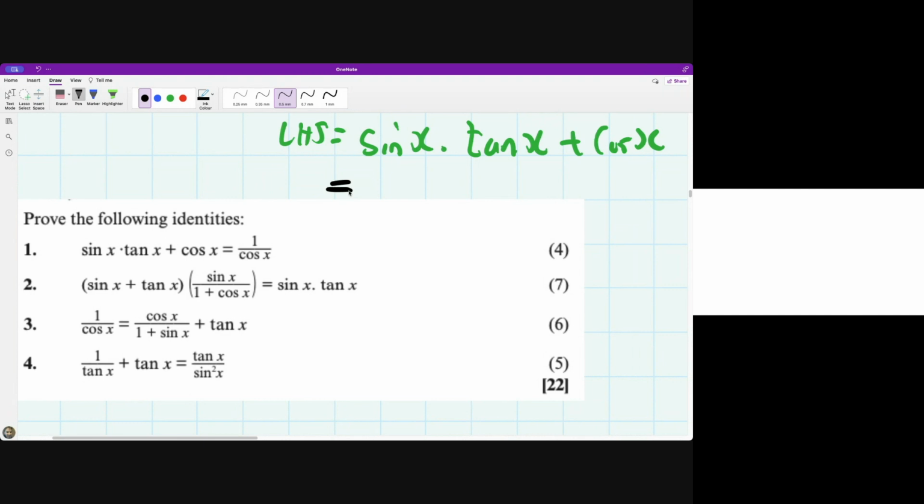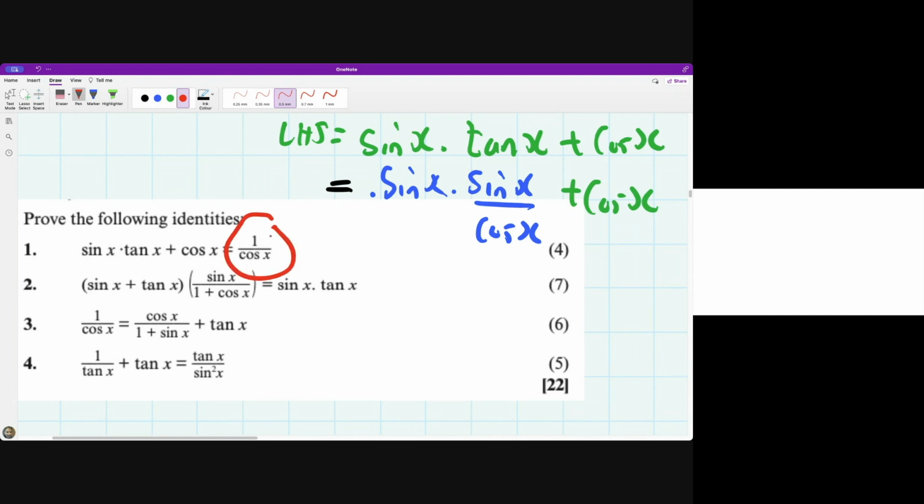I think, Pila, we agree. Naledi, we agree. We're going to change the tan to sine x over cos x. And now we've got this cos x just chilling. And remember, we must keep our eye on the promised land. Where are we going? The promised land is 1 over cos x.